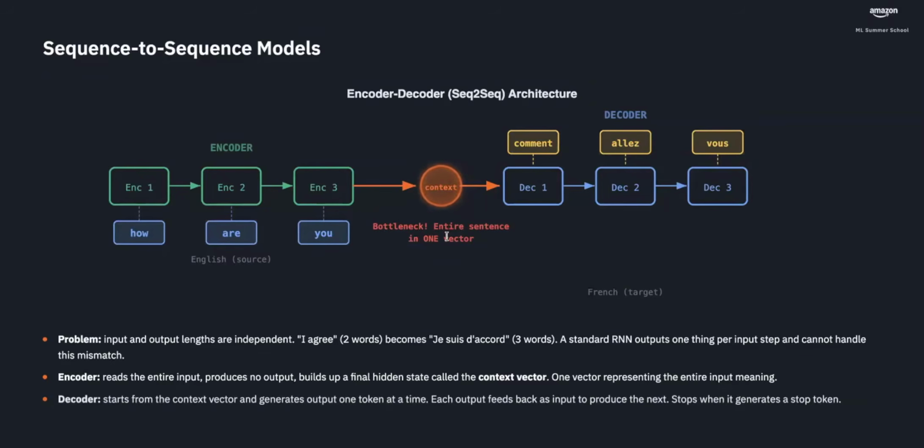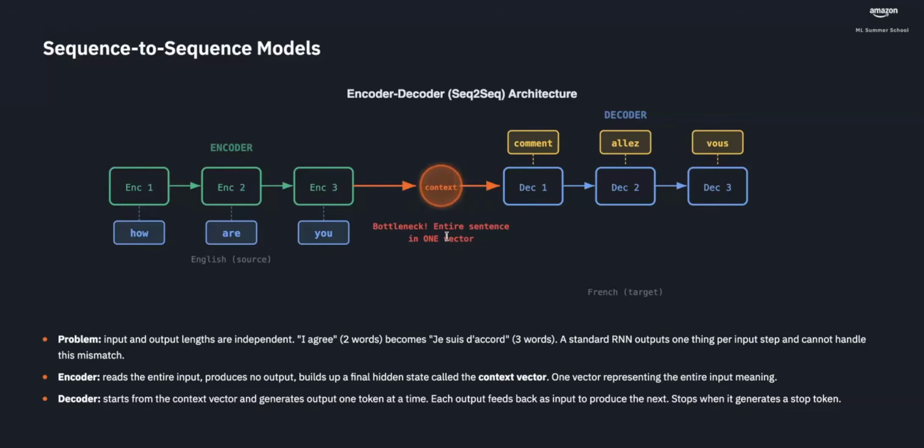The second phase is the decoder. It starts with the context vector loaded as its initial hidden state. So it begins with the encoder's full understanding of the input. Then it generates output one token at a time. It produces the first word, feeds the word back in as the next input, produces the second word, feeds that back in, and keeps going until it generates a special stop token. This auto-regressive loop, where each output becomes the next input, is what lets the decoder generate sequences of any length.